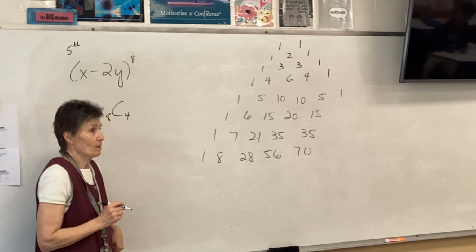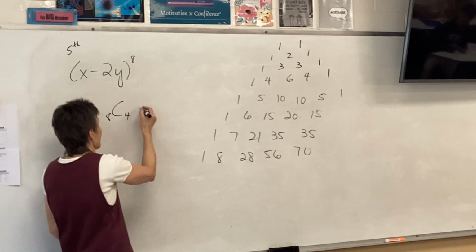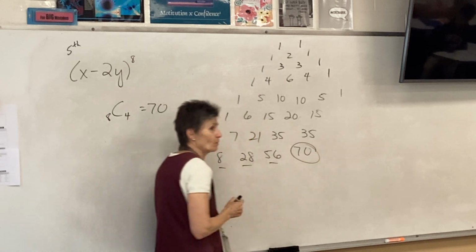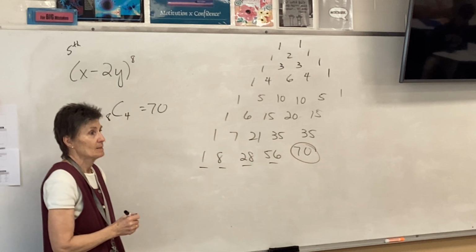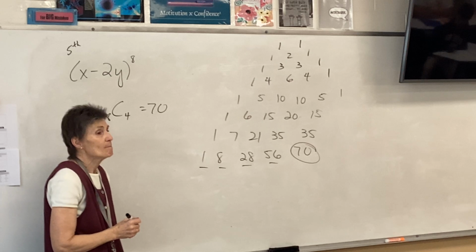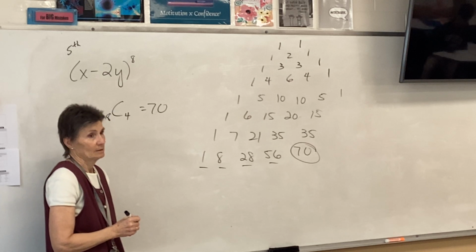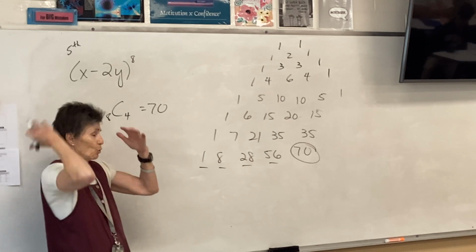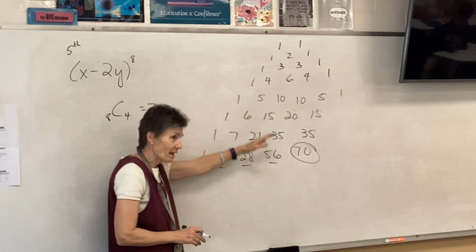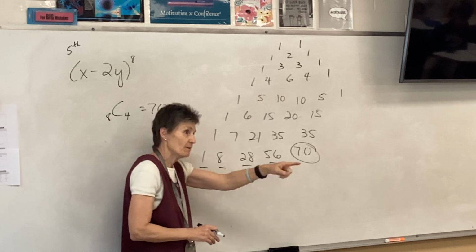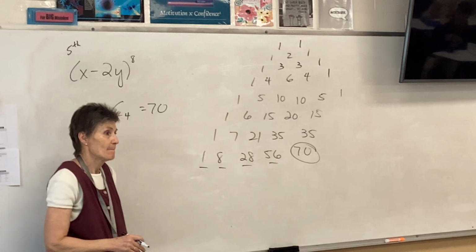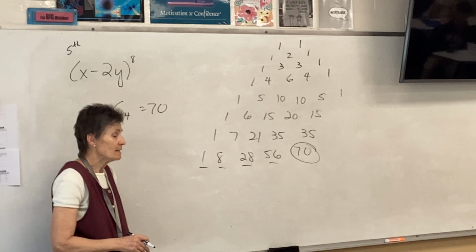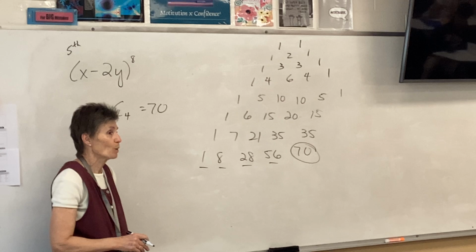So what's 8C4? 70. And what is the 1, 2, 3, 4, 5th number in Pascal's triangle? 70. It doesn't matter which way you do it. Write out Pascal's triangle and find the 5th number. Wait, so why wouldn't it just be 8C5 if it's that number? Because it's not, we need the 5th number in the row.